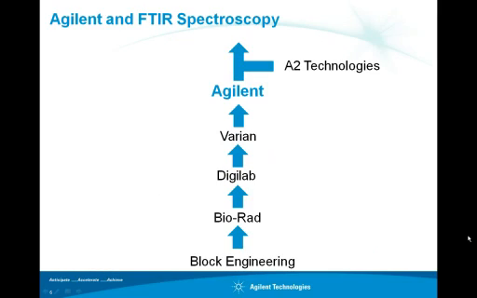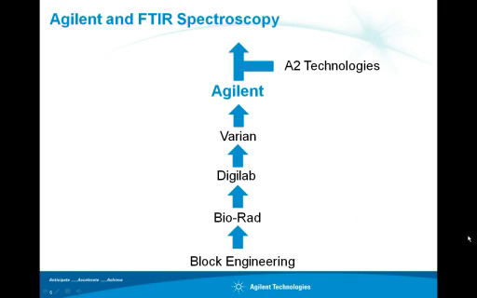The background of FTIR and Agilent really stems from the fact that there is a long history there. The innovation goes back 40 years to Block Engineering, who were the pioneers in FTIR. They released the first commercial FTIR back in 1969. Since then, the product line has evolved through various names, through Bio-Rad, Digilab, and some of your users may be familiar with FTIR from Bio-Rad and Digilab, onto Varian, culminating in the acquisition of Varian by Agilent in 2010.